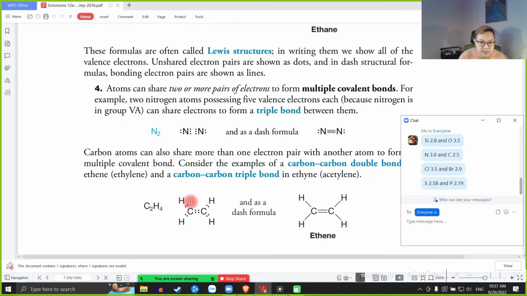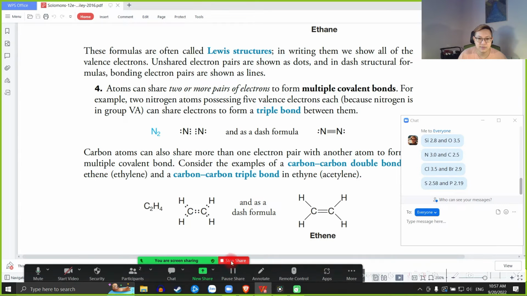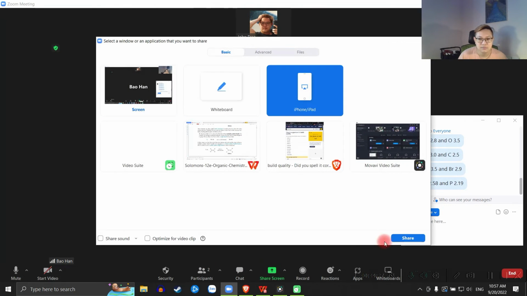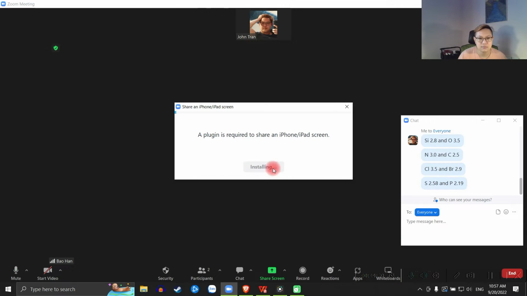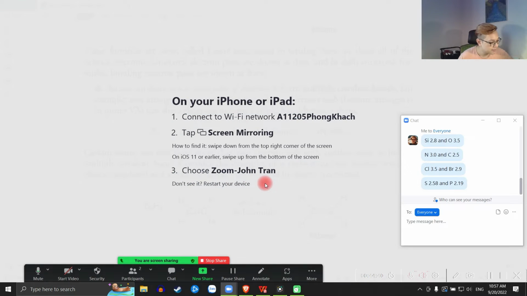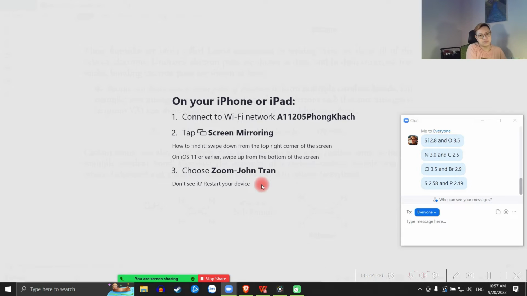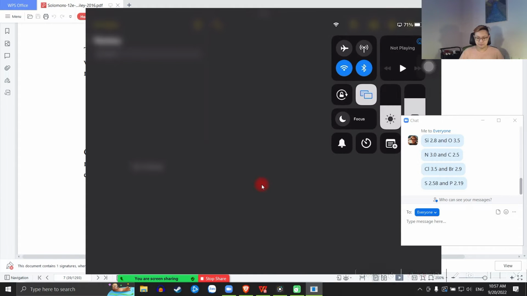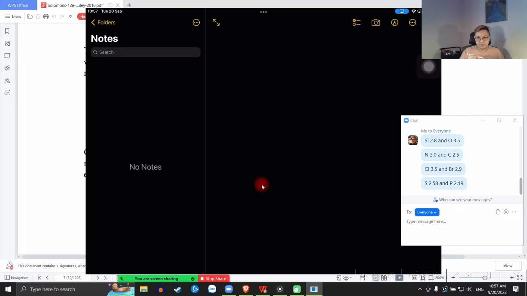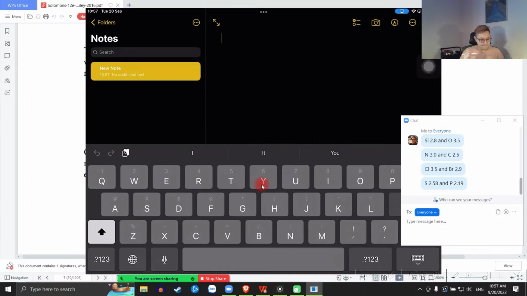Alright, so look at this case. Sometimes when you look at this one, it's a bit hard to imagine. But let me share the screen for you again. Why do I always have to install the plugin again? I don't know why. Okay, screen mirroring. So it's the case of nitrogen when it forms the bond together.